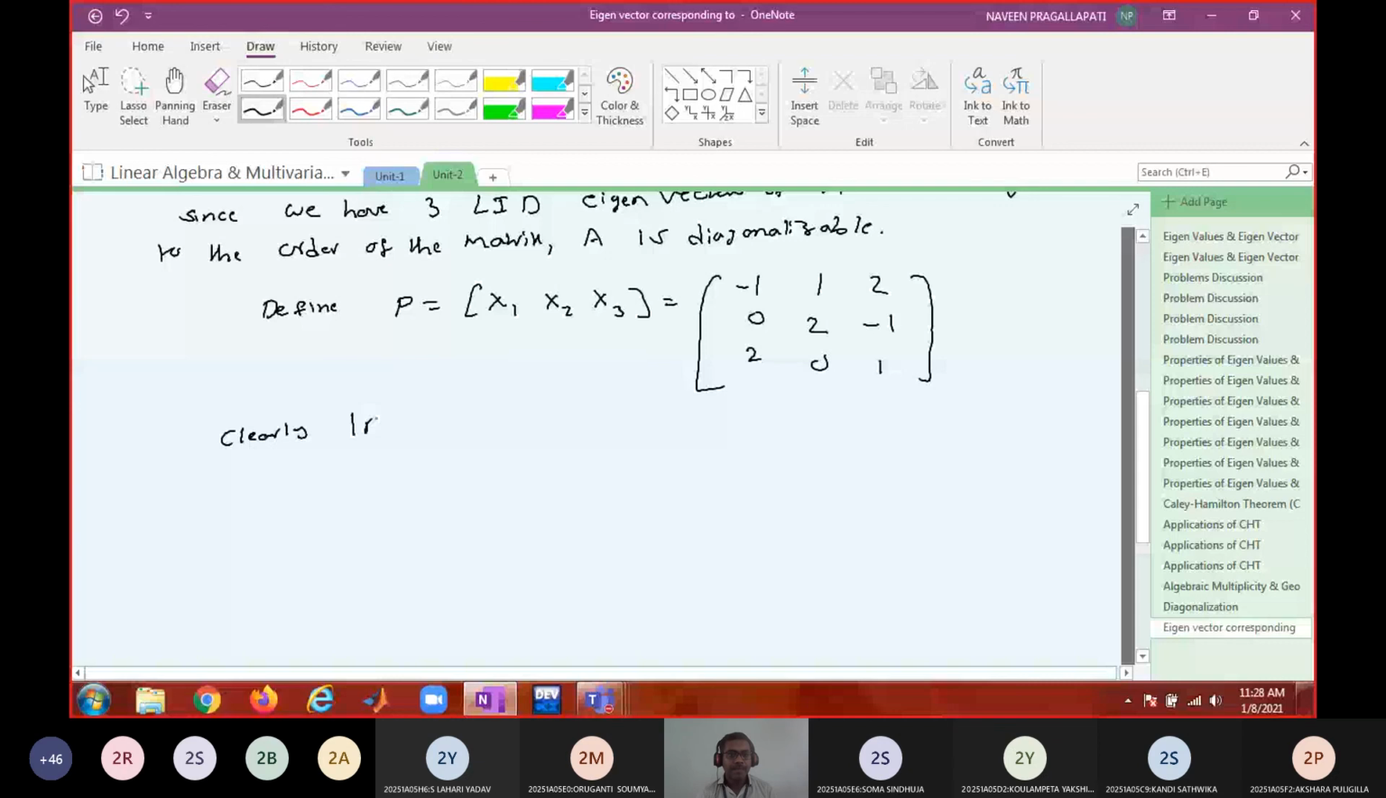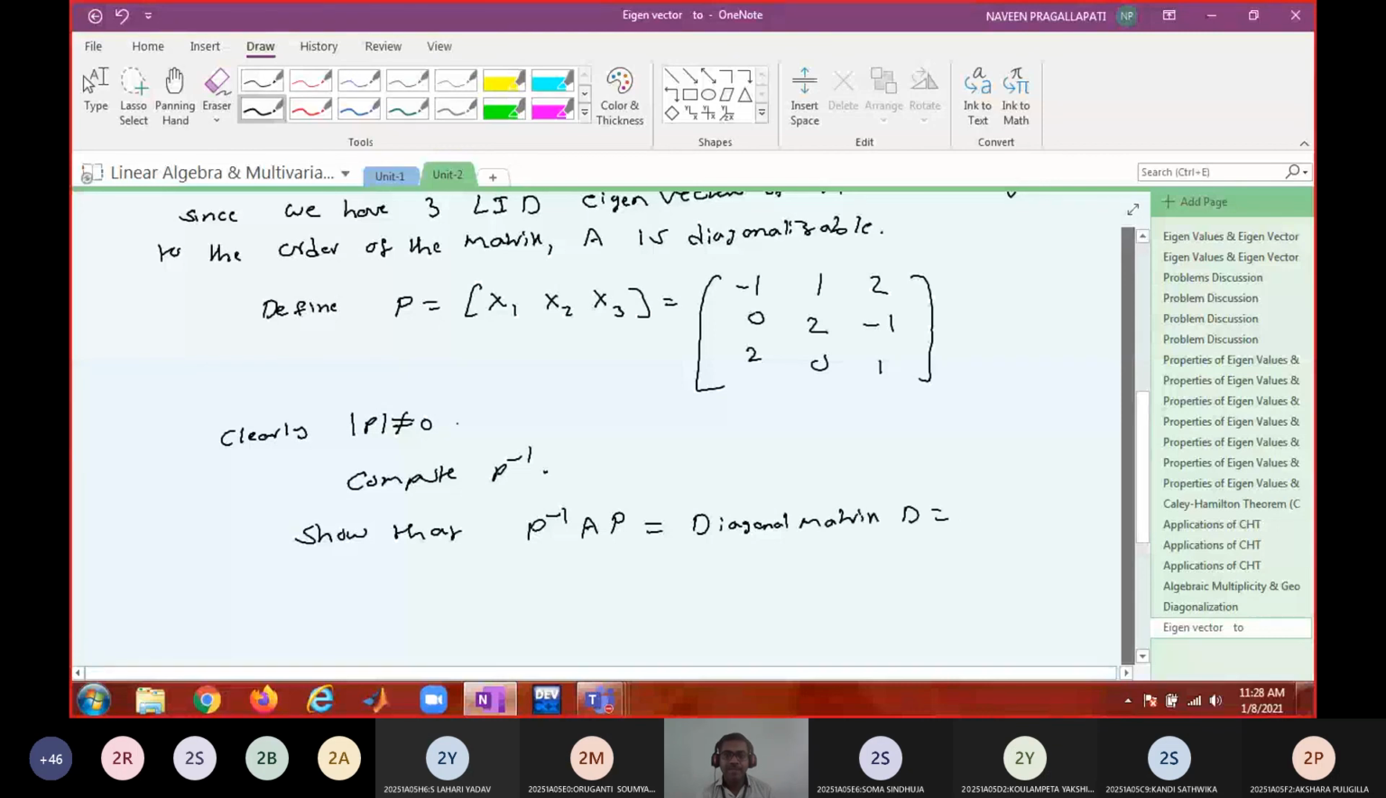Show that P inverse AP equals a diagonal matrix. What could be the diagonal matrix in this case? What order did I write? I wrote x1, x2 corresponding to 2, x3 corresponding to 8, and the remaining elements are going to be zeros. This order depends upon the way you arrange the column vectors x1, x2, x3.